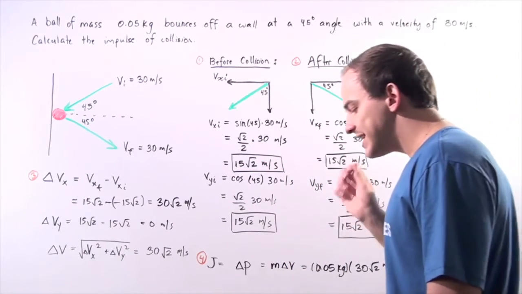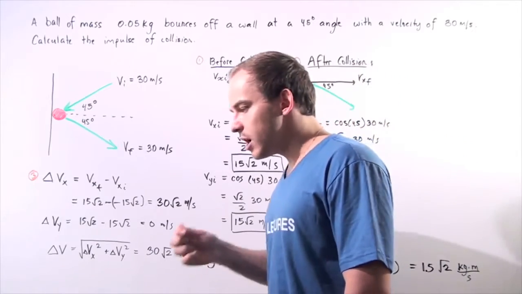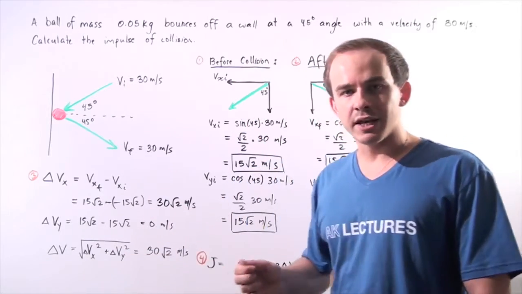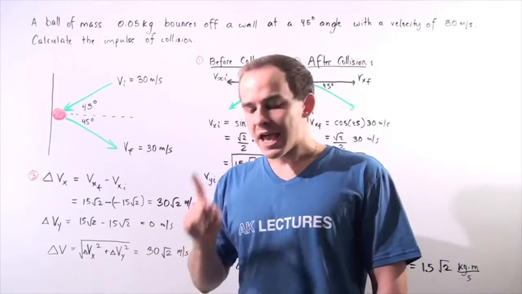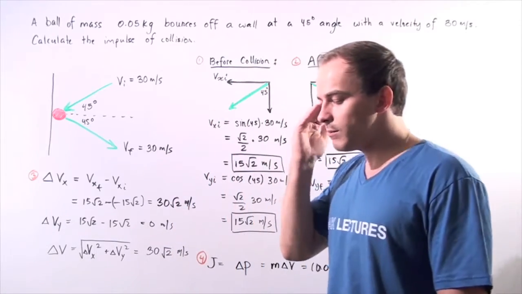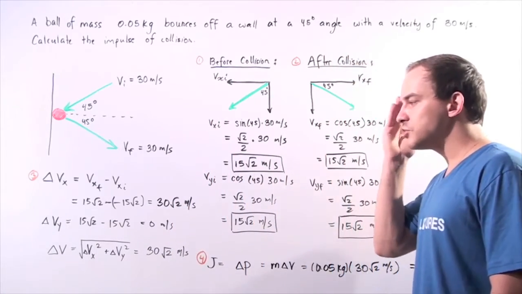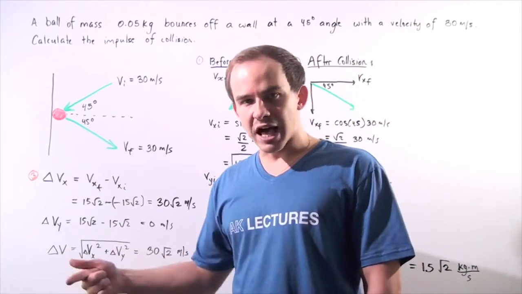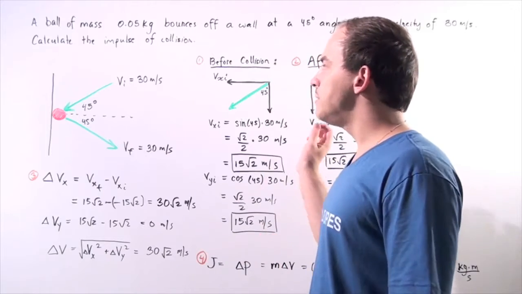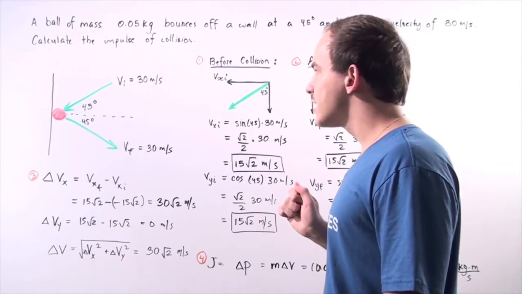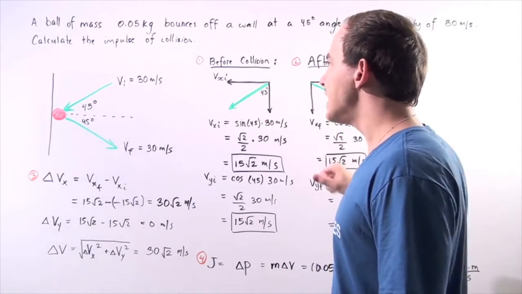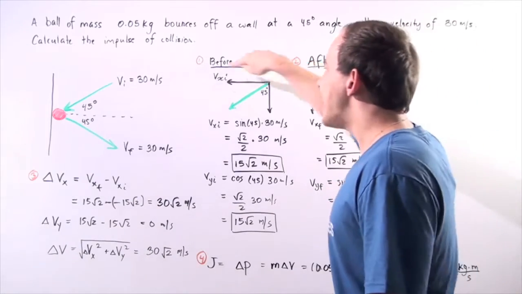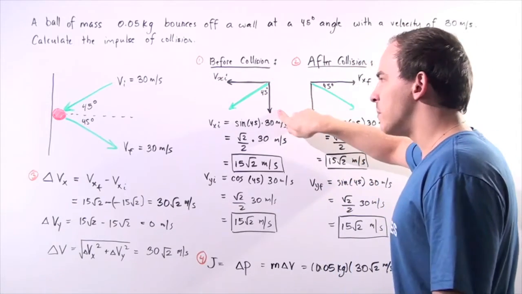So, in order to calculate the impulse of our collision, we have to calculate the change in momentum. And to calculate the change in momentum, we have to calculate the change in velocity, because momentum is equal to mass times velocity. So notice that before the collision takes place, we have our velocity vector, which has an x component and a y component.